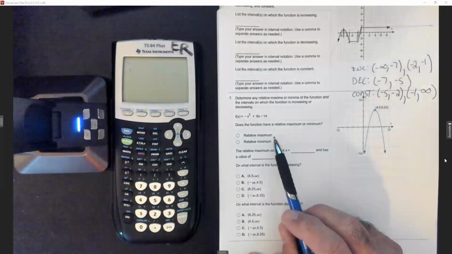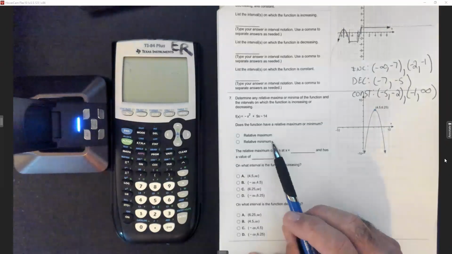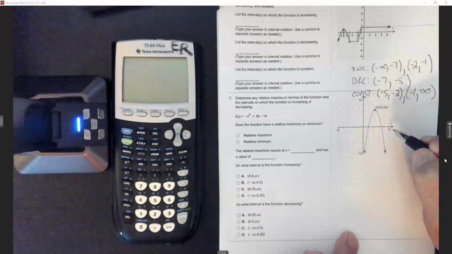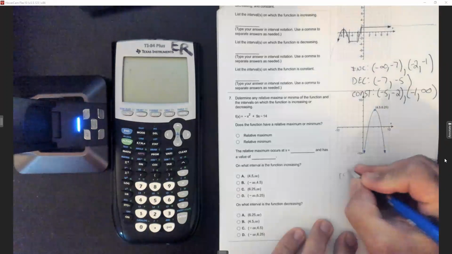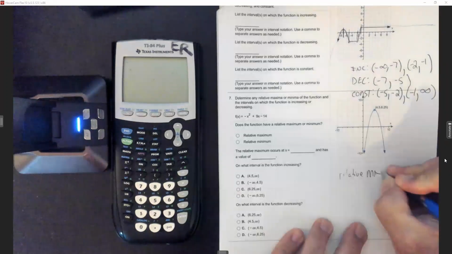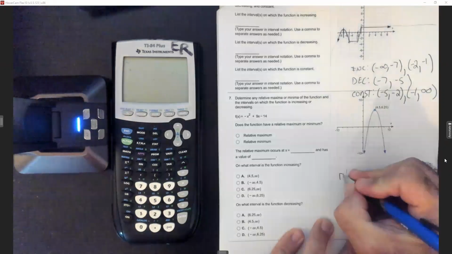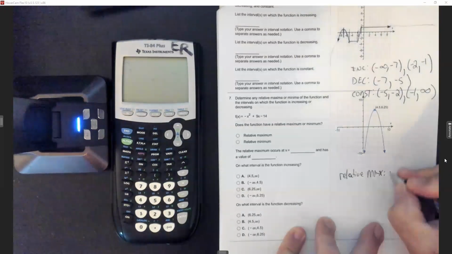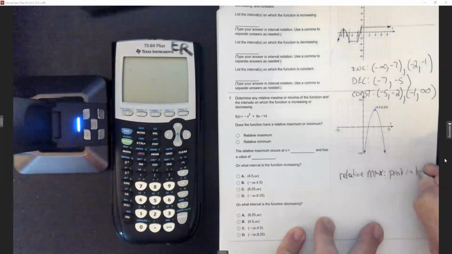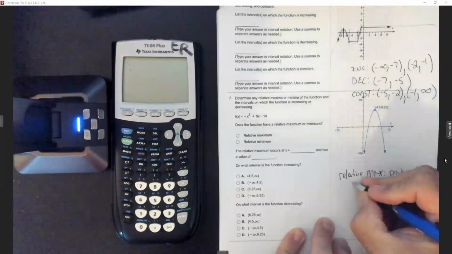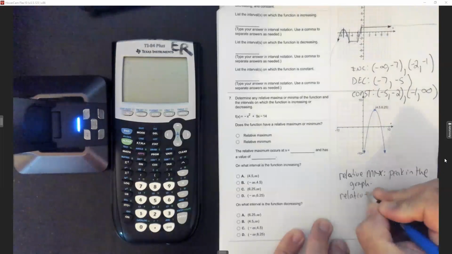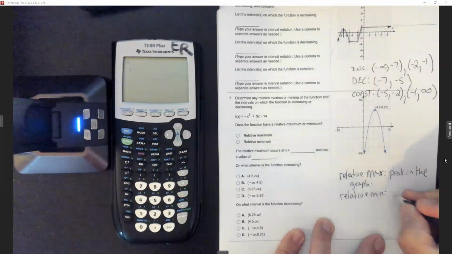this one starts asking us about relative maximums and relative minimums. All they're talking about is little peaks and valleys, okay? So a relative max is a peak in the graph. And a relative min is a valley in the graph.